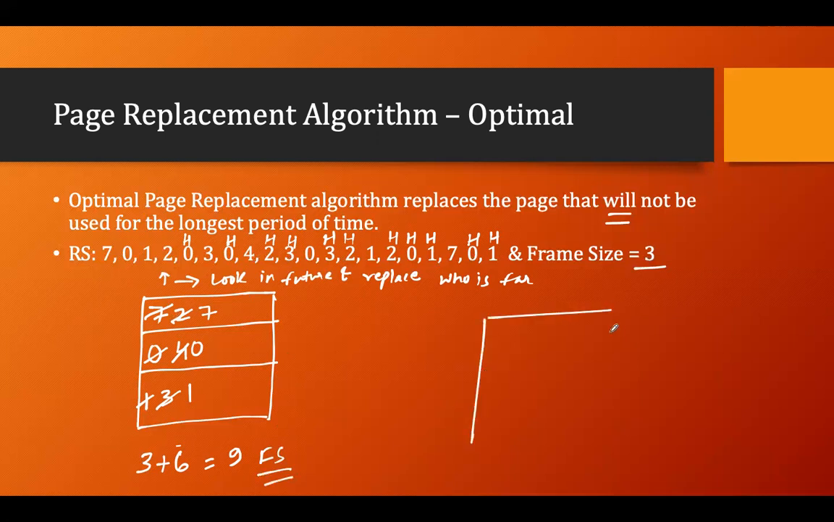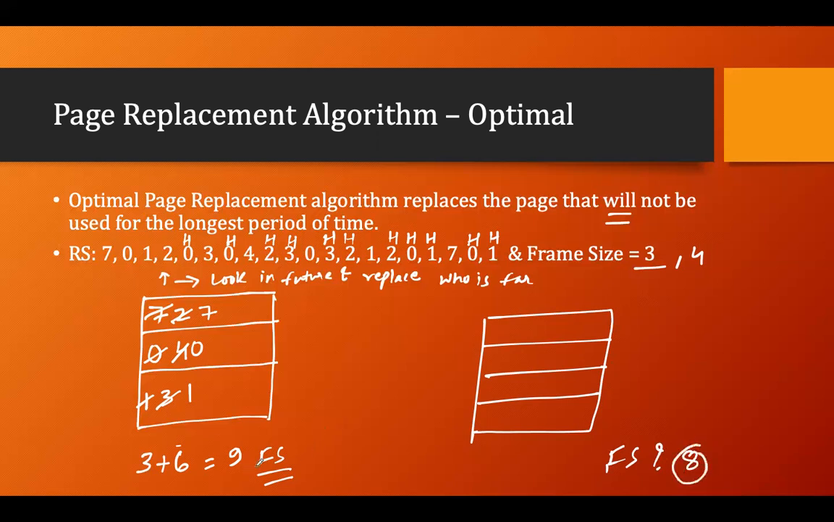What you have to do is go for 4 frames and calculate the page faults. What is the page fault? Here you will get 8 page faults. Here we are getting 9, there you will get 8 page faults. Okay. So you can cross-check with this particular policy or algorithm.